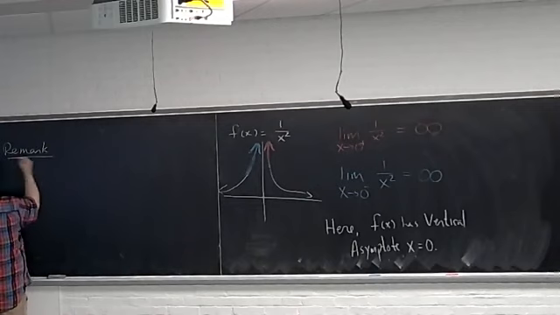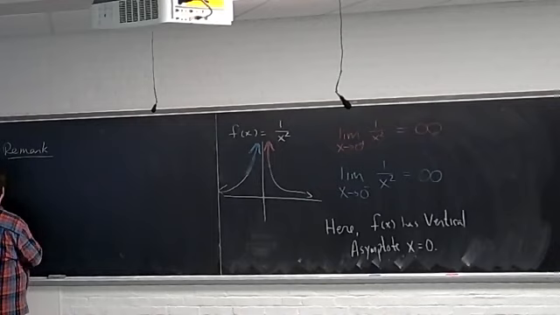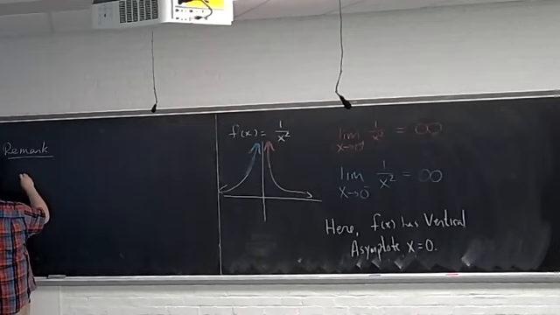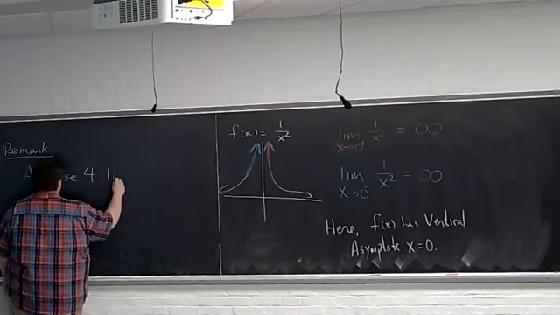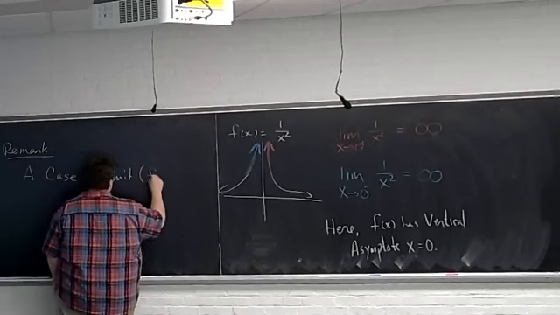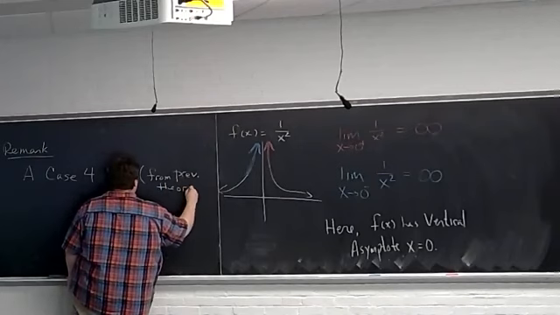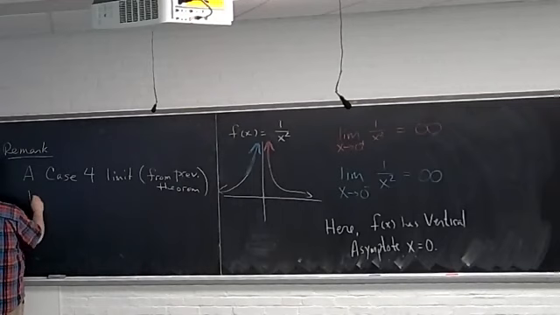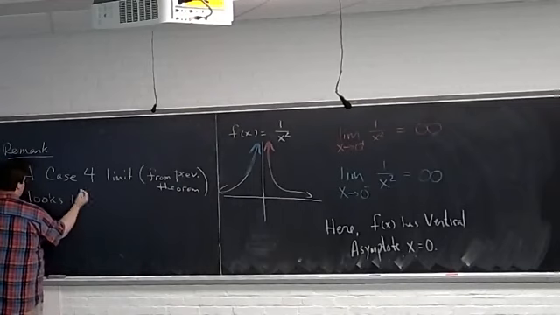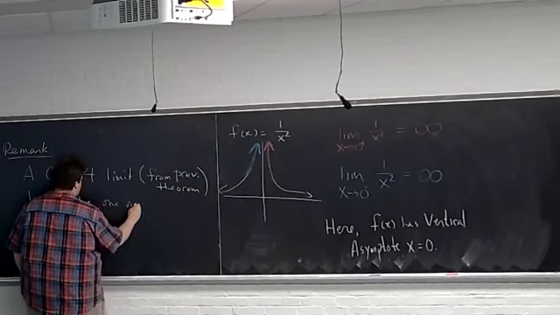Remark. Case 4 limit, or case 4, is from the previous theorem. It gives you a vertical asymptote, but it looks like one of the following.